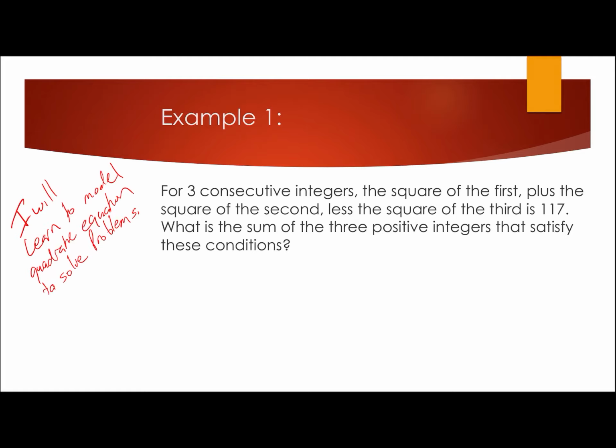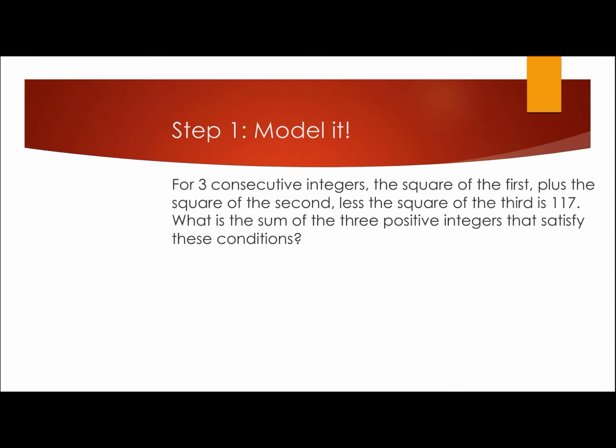Okay, so let's do example one. First thing we need to do is understand how to model them. So first thing, for 3 consecutive integers, there's 3 integers. How do you model 3 consecutive integers? So you let a be one integer. If it's consecutive, the word consecutive means the next one is a plus 1, because one comes after the other. And then the third one is a plus 2. We don't know what a is, but we know the next one is going to be 1 more, and the next one's going to be 2 more.